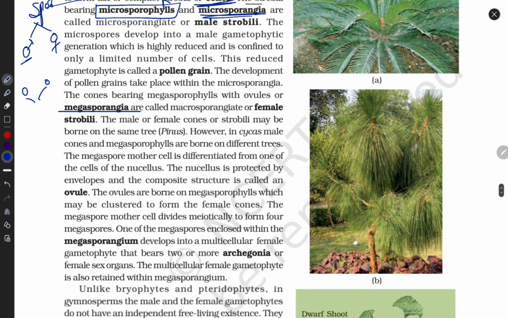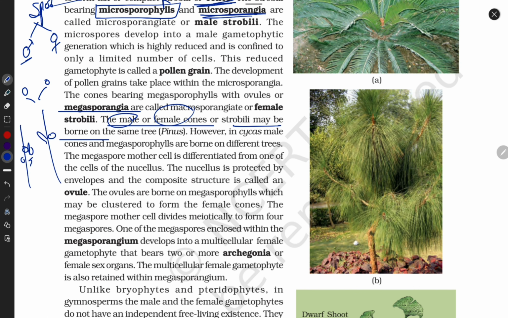All right, and now when male and female gametes are fused, then they form what? Zygote. The male or female cones or strobili may be borne on the same tree. It may be male and female found on the same tree, and it may be found on different trees also. This is the male tree and this is the female tree. An example is Pinus, where male and female are found together. And in some, male cones are different and female cones are different. An example is what? Cycas. Yes.